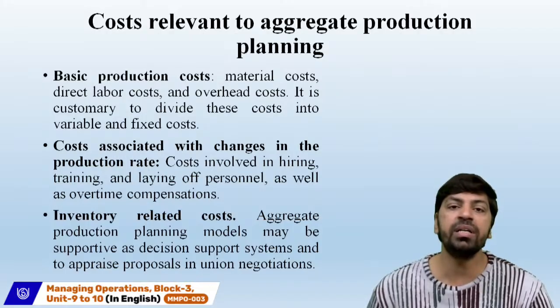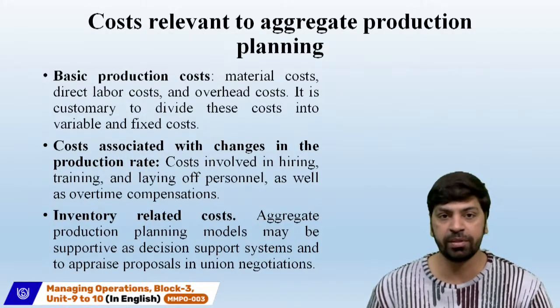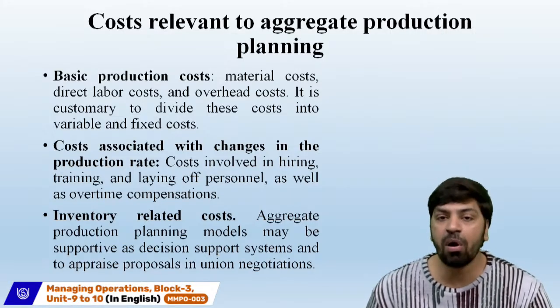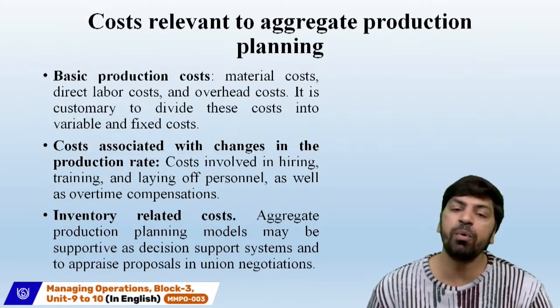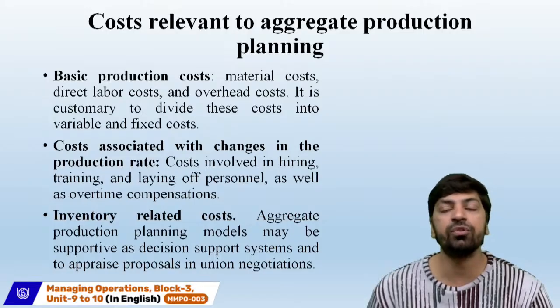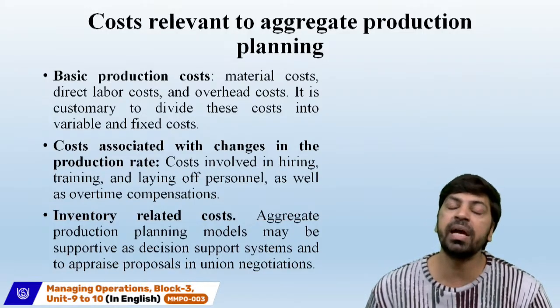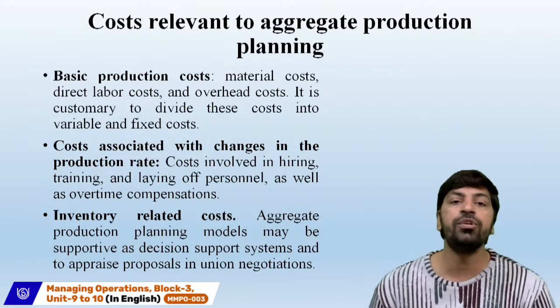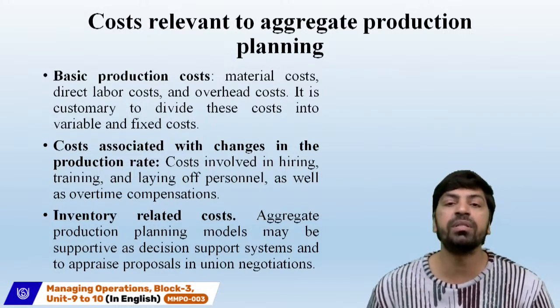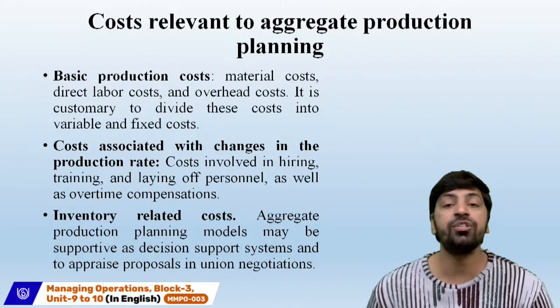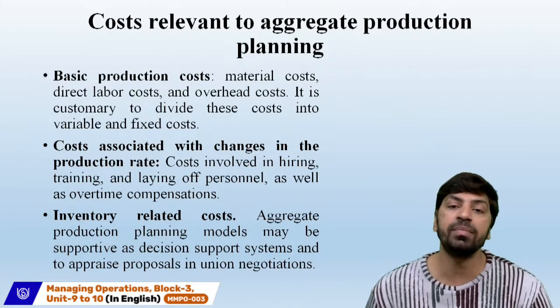The next one is the inventory related cost. Aggregate production process models may be supportive, and can be termed decision support systems, and they are also used to make precise proposals in union negotiations if situations come up like a union strike, etc.